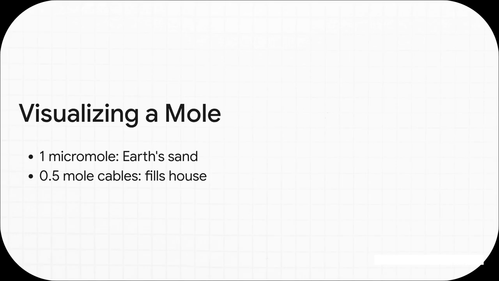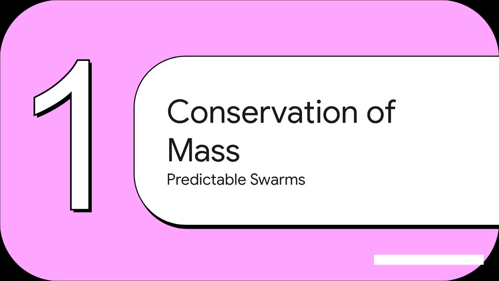Or, get this, if you had just half a mole of cables, they would completely overflow your entire house. When chemists mix just a few grams of powder, they are literally commanding a swarm of particles vaster than the stars in the sky. Section 1, the conservation of mass, the predictable behavior of swarms.